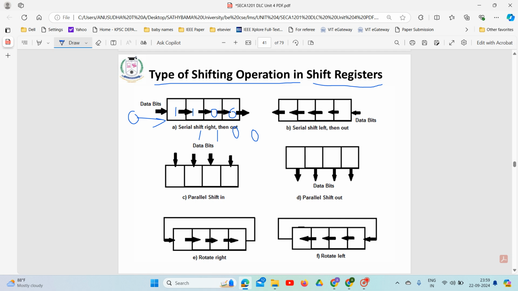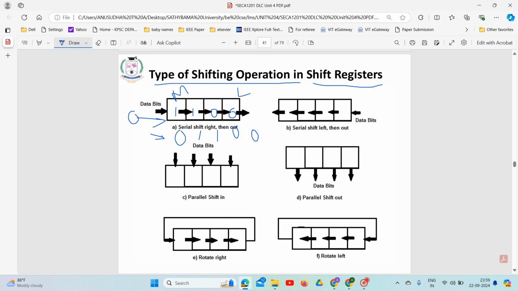In this way, based on our clock pulse, we are introducing the data at the MSB and getting the result or output at the LSB side. This is your LSB, this is your MSB. We call this one shift right.